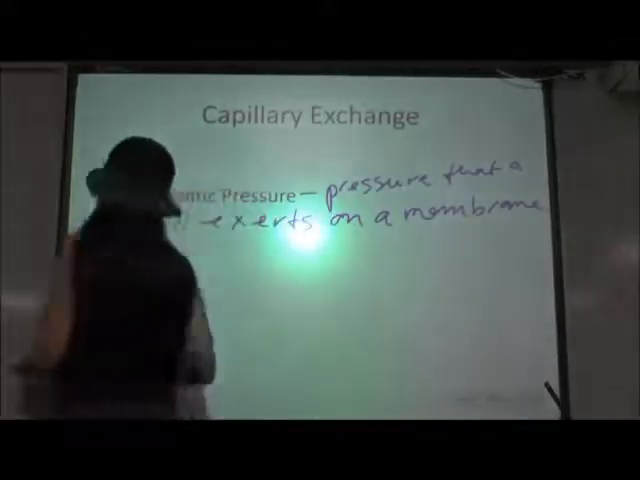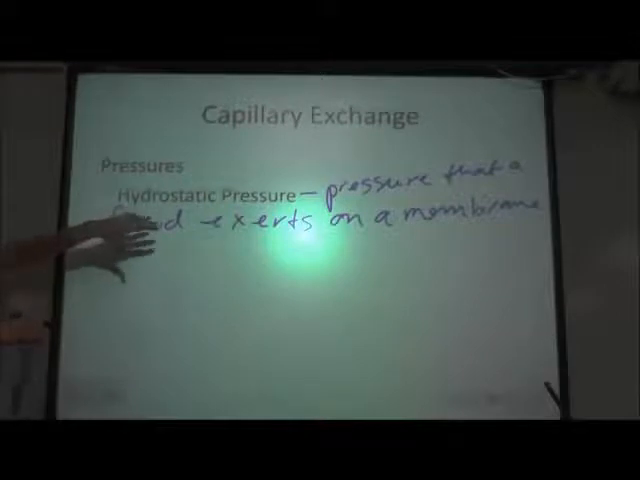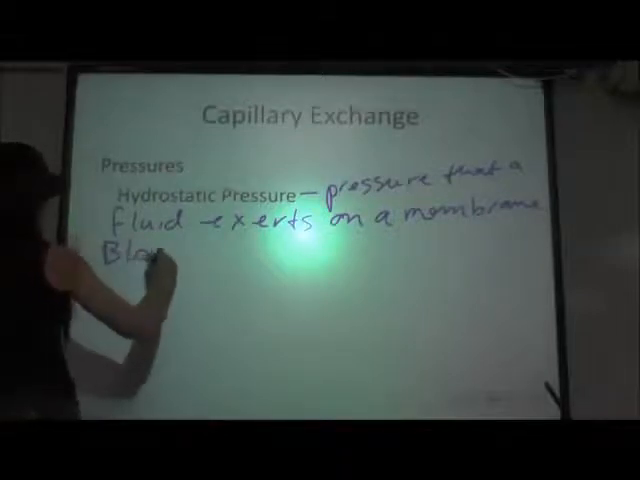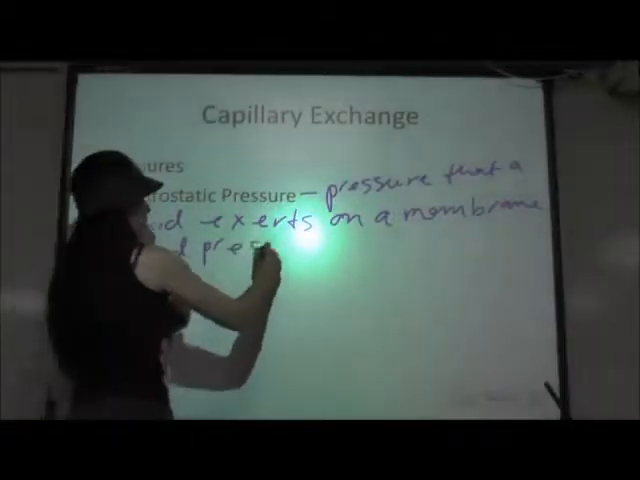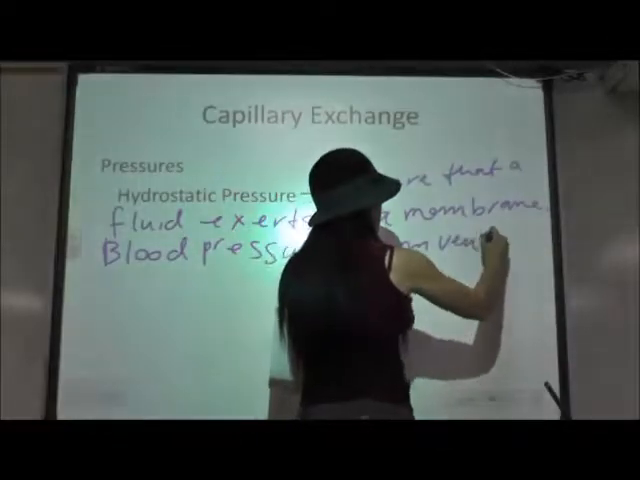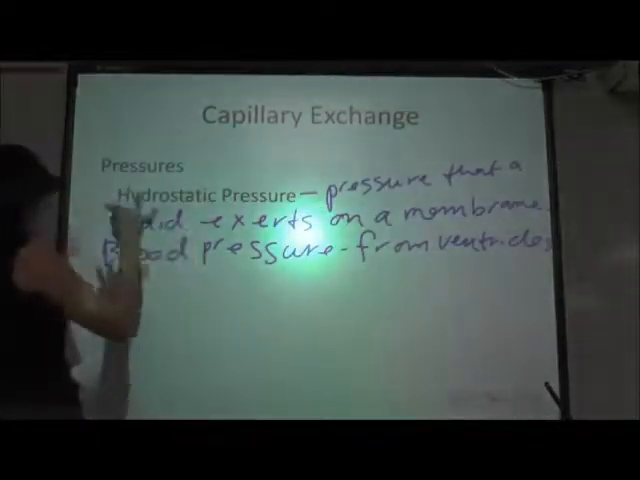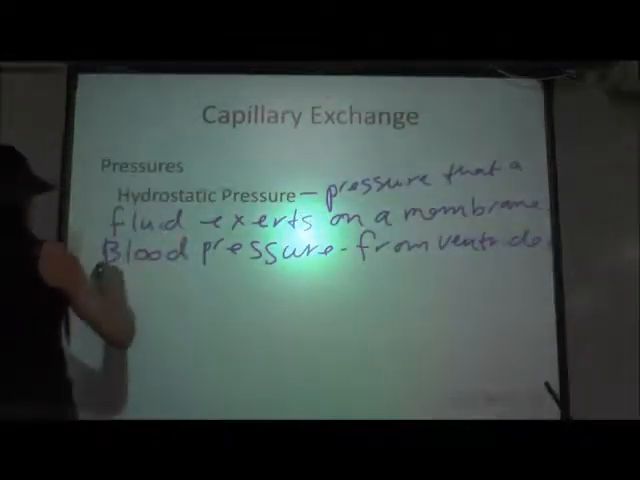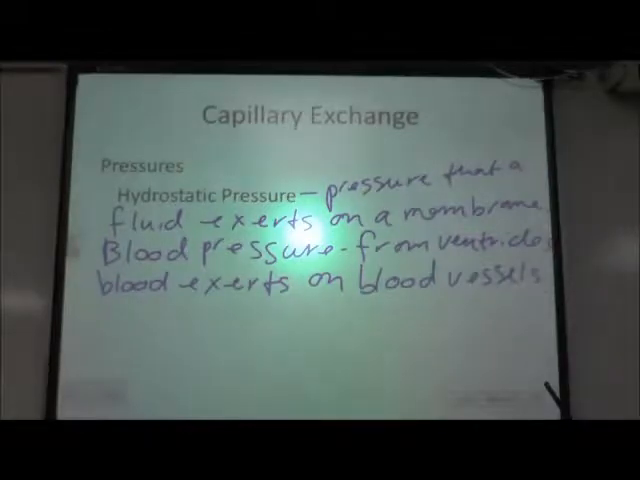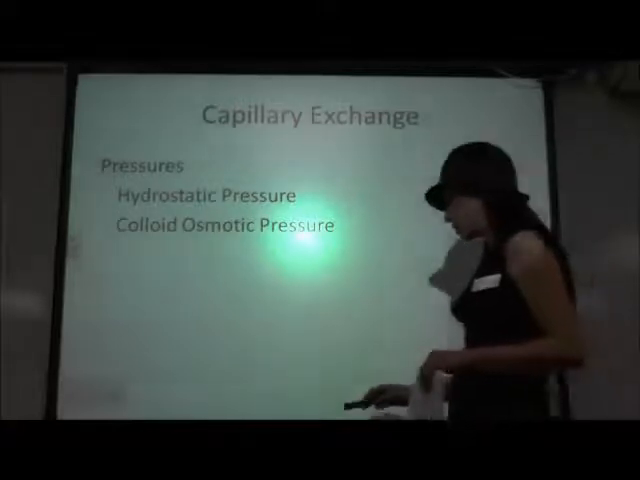And in the case of our blood, the pressure that is being exerted on the fluid is blood pressure. The pressure from our ventricles pushing on blood. So it's coming from the ventricles, and it's the pressure that the blood exerts now on our blood vessels. The next type of pressure that's moving through a capillary bed is what we call colloid osmotic pressure.